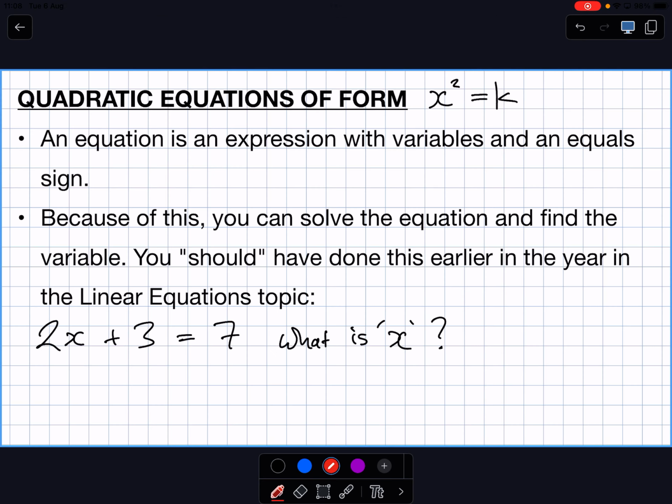Quadratic equations in this form: x squared is equal to k, which is something. I want to see if part of this is revision. An equation is something with variables and an equal sign.